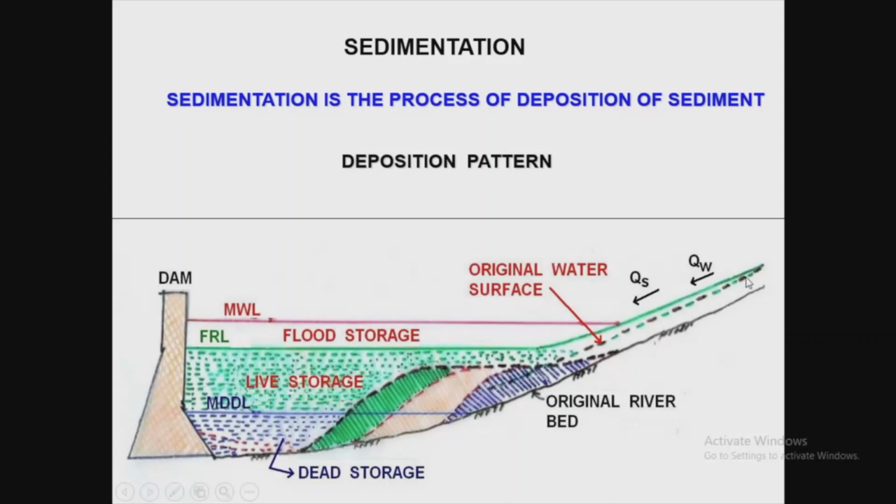But what happens whenever flowing water is coming to this side, and whenever silt-laden water, QS is the silt-laden water, this is pure water. Whenever it comes in contact with this still water, it loses its sediment here. You can see from live storage, this is live storage. Everybody can understand this FRL. This is MDDL. In between is the live storage or useful storage. This is our dead storage. But this sediment first deposits here. It is not going to dead storage because we have kept this storage for sediment.